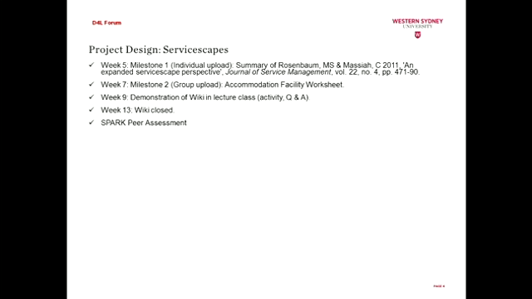Then in week 7, milestone 2 is due, okay? And milestone 2 is when the whole 4 of them get together, go out to their accommodation facility, having read the article, and they know what to look for. And they go out and they take the photos, and they each do their own little part of those 4. There's 4 students, so they do 4 parts of it, take the photos and come back.